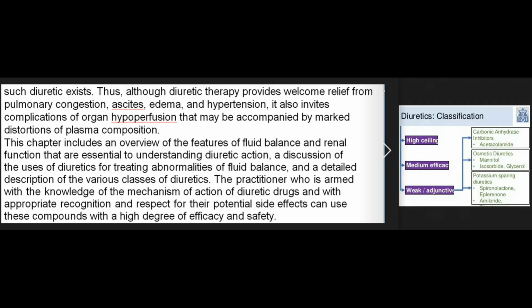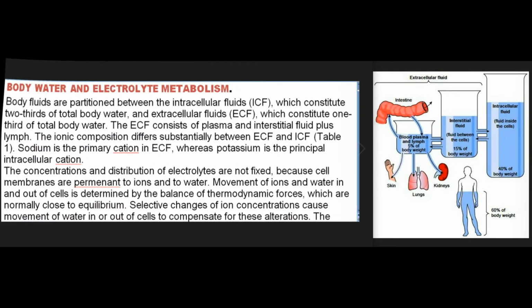This chapter includes an overview of the features of fluid balance and renal function that are essential to understanding diuretic action, a discussion of the uses of diuretics for treating abnormalities of fluid balance, and a detailed description of the various classes of diuretics. The practitioner who is armed with the knowledge of the mechanism of action of diuretic drugs and with appropriate recognition and respect for their potential side effects can use these compounds with a high degree of efficacy and safety. Body water and electrolyte metabolism.